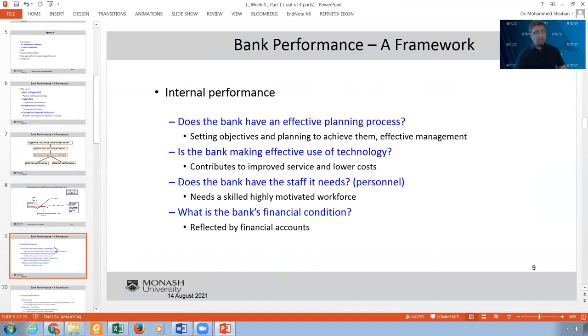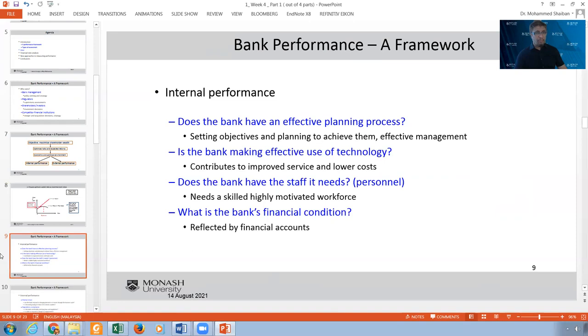Bank performance framework. We have to talk, as I told you, about internal performance. And what is internal performance? We can talk about the effective planning process inside the bank. We are talking about whether the bank has the right technology and whether they are using it. And technology now is everything, high tech now, and is a very important issue in banking, very important for the products, very important for the return, very important for everything.